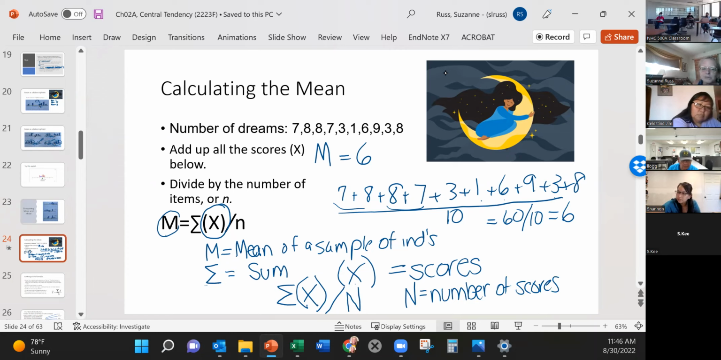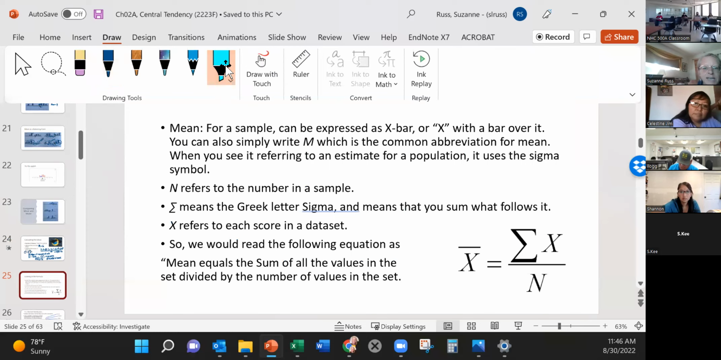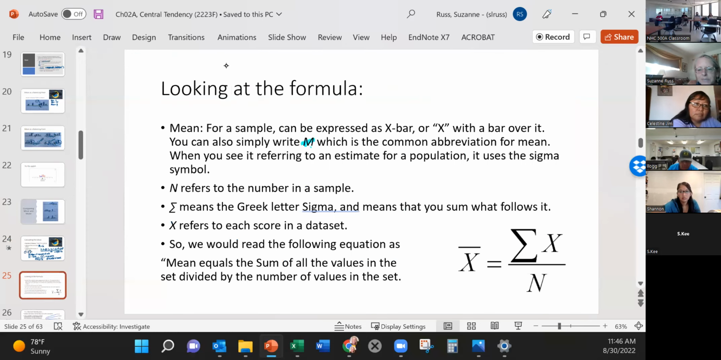And so let me show you another slide that has this written out a little more neatly. Mean, we're going to usually be expressing mean as just this M. Another way you could express it, and you might see it if you go online for additional help, is something called X bar, which looks like this. It's just an X with a bar over it. That's another way of saying mean. In our class, we're going to stay with M.